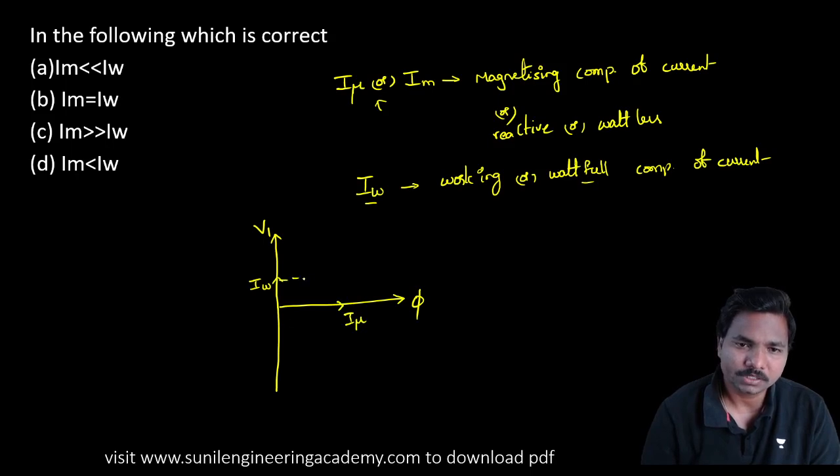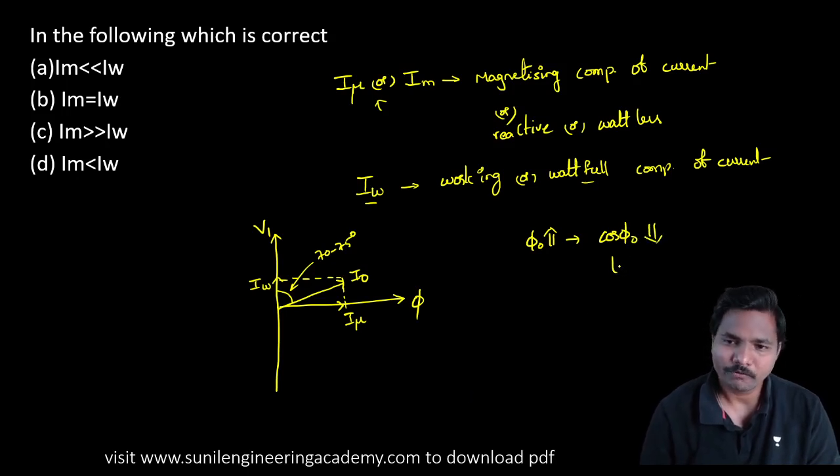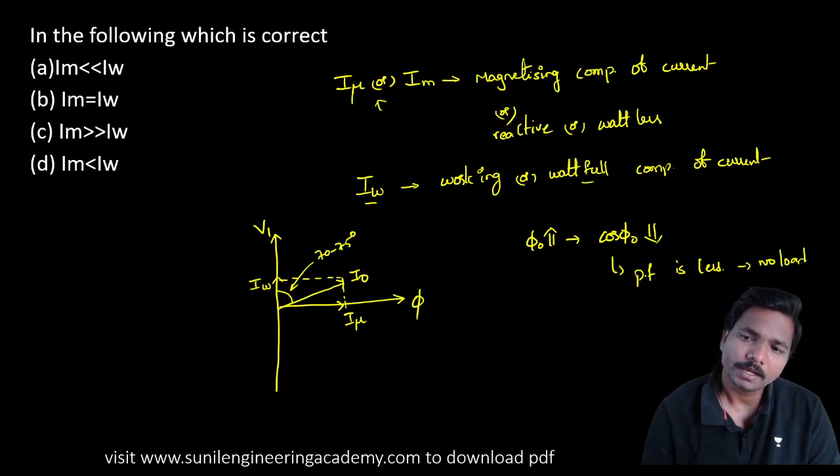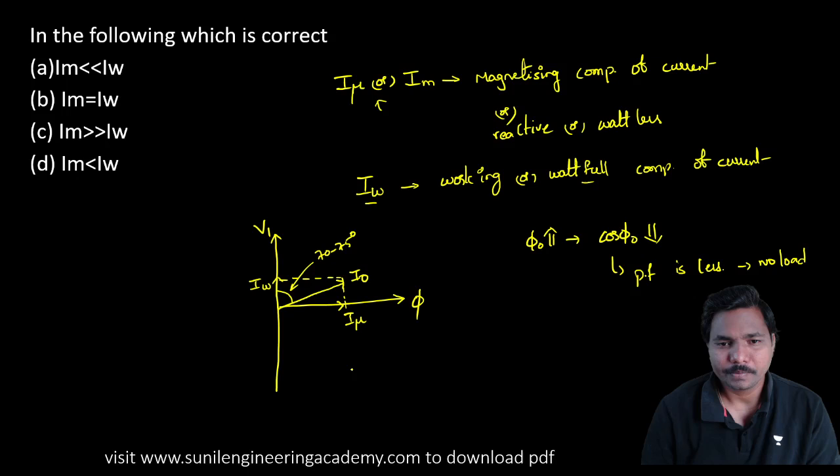The resultant of this Iw and I mu is nothing but I naught. It maintains nearly 70 to 75 degrees. As phi naught is high, what about cos phi naught? It is less now. So the power factor is less under no load condition. That is also a very important question.